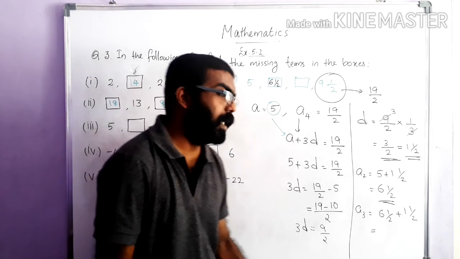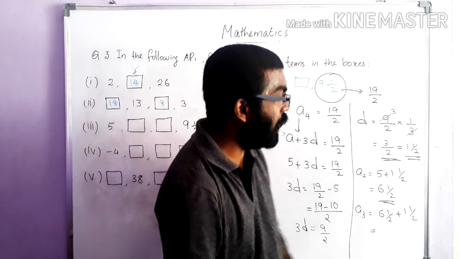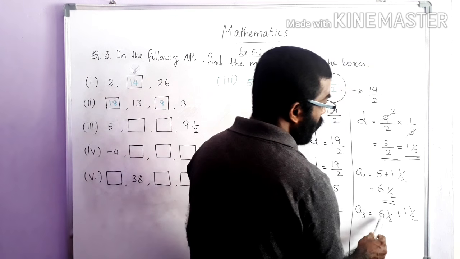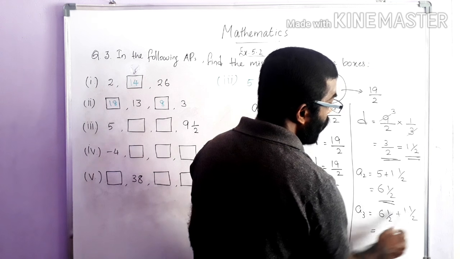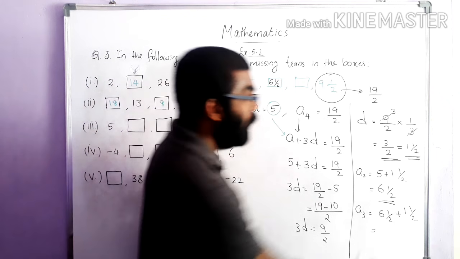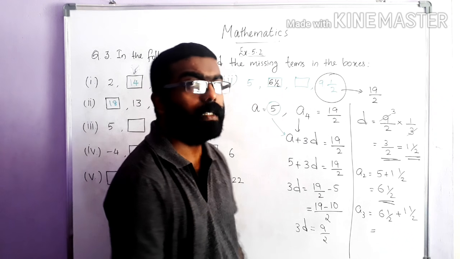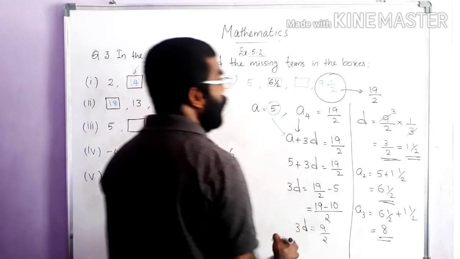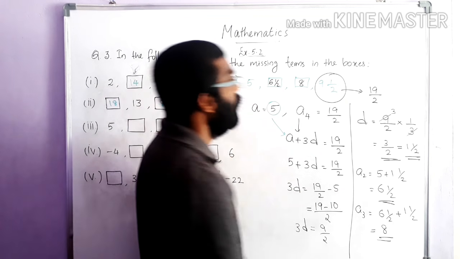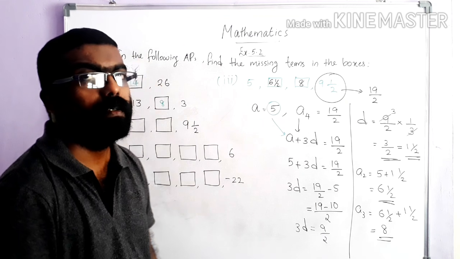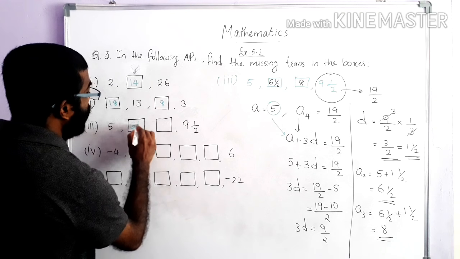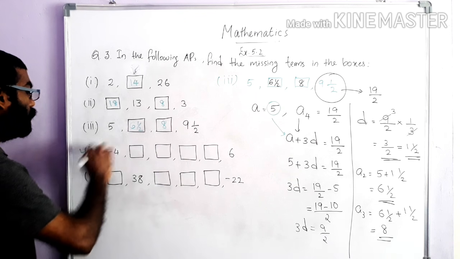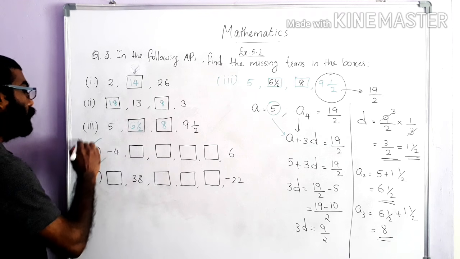Here there is no need to go for other calculations like cross multiplication. We can easily do it. 6 and a half plus 1 and a half. The whole number part is 6 and here 1. 6 plus 1 is 7. Clear? Then half plus half is 1. So 7 plus 1 is 8. So A3 is 8. Understood? Okay. So here we can write 6 and a half and 8. Now two more sub questions are there that you can do as homework.